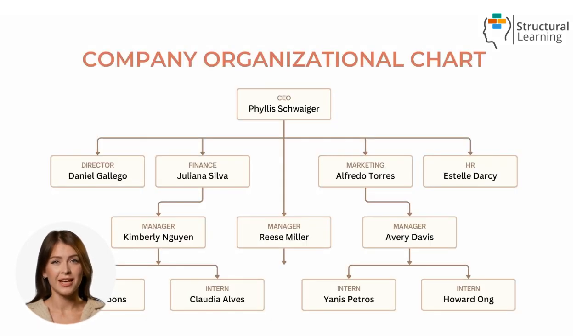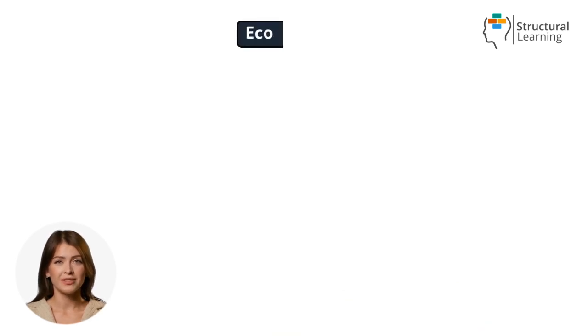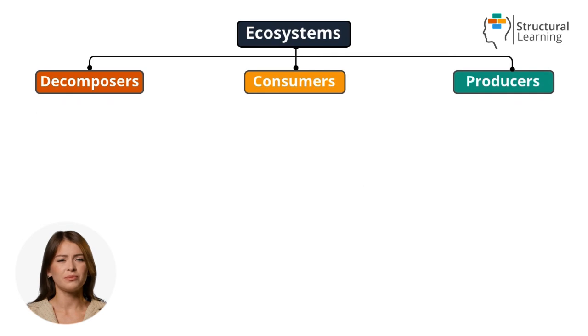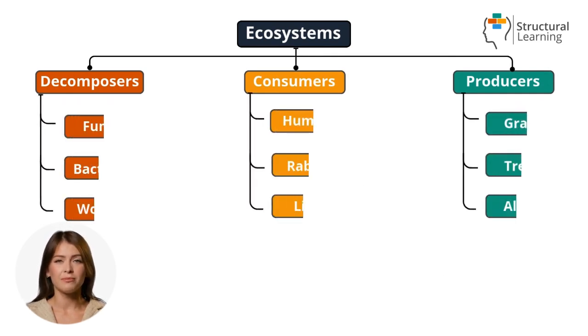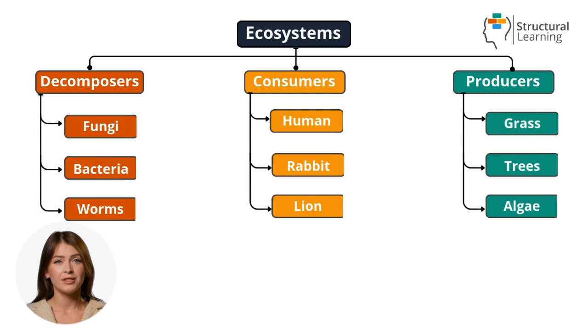By identifying categories and placing related details beneath them, learners build structured knowledge from the top down. To use the tree diagram in your classroom, begin by writing the main topic or question at the top of the page. This is the trunk of the tree. From there, ask learners to identify the main categories or themes that branch out from the central idea. Under each category, learners add supporting details, examples or ideas that belong within that group.